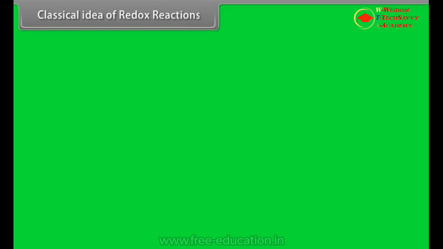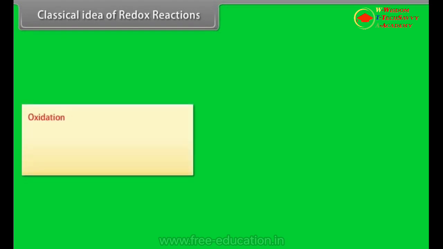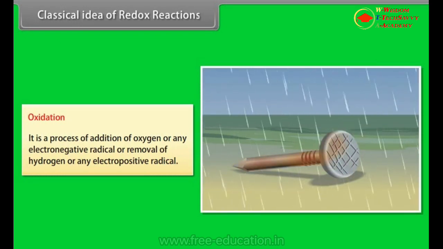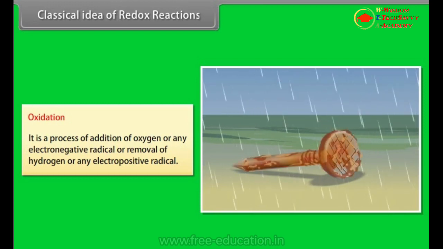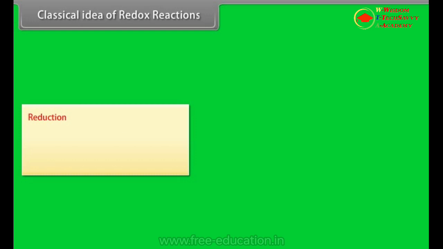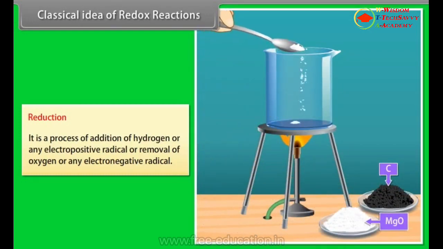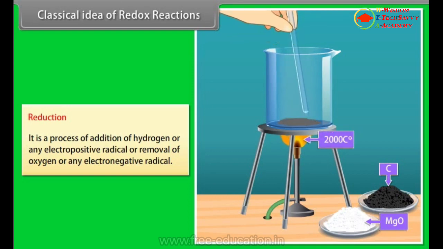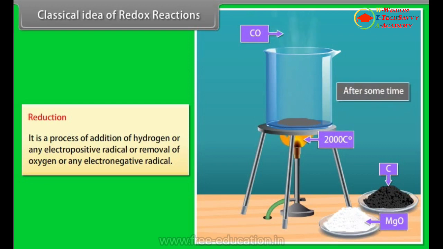Classical idea of redox reactions. Oxidation. It is a process of addition of oxygen or any electronegative radical or removal of hydrogen or any electropositive radical. Reduction. It is a process of addition of hydrogen or any electropositive radical or removal of oxygen or any electronegative radical. Let us take some examples for a better understanding of the redox reaction.